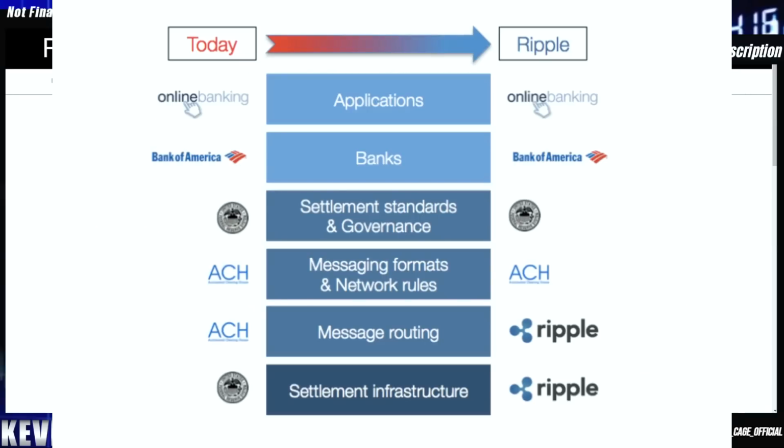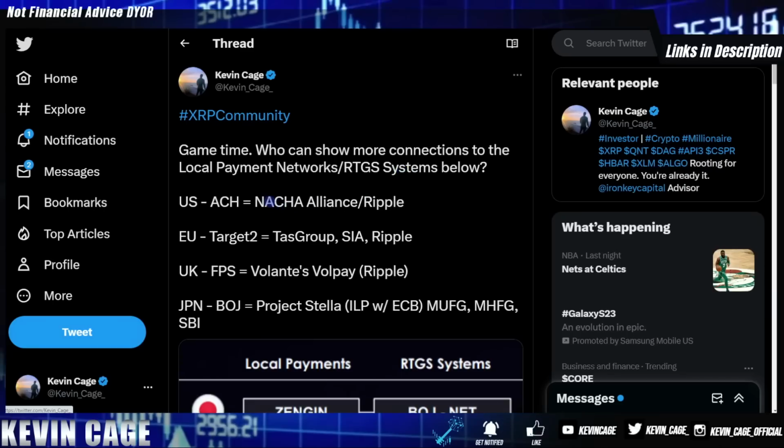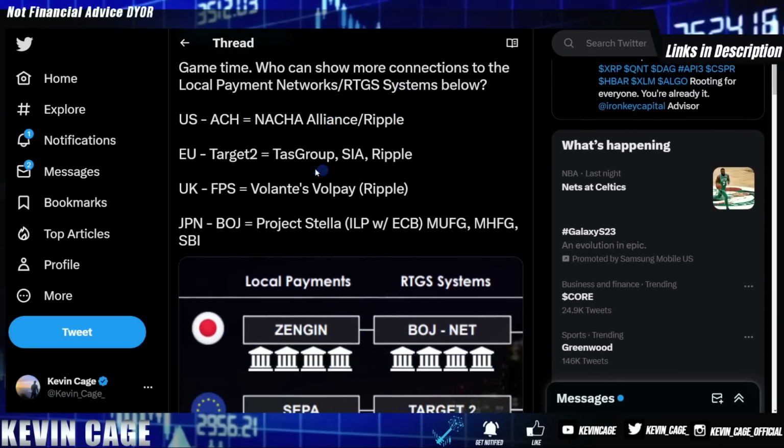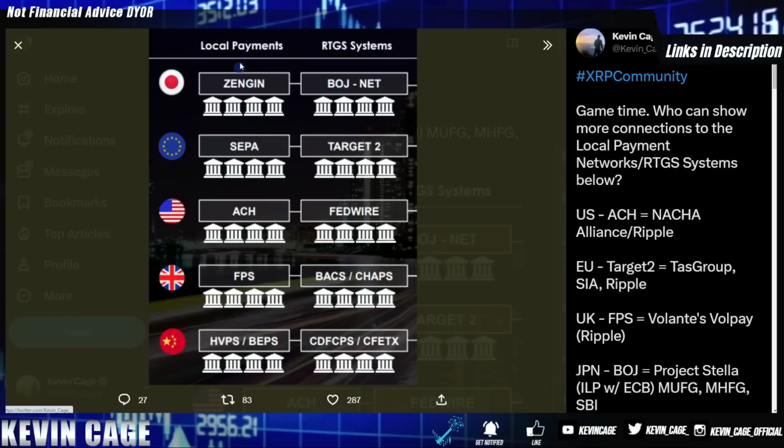But I love that illustration of Ripple and NACHA in the payment stack. I may have shared it on Twitter. Here's an old one I shared, just emphasizing the NACHA alliance with Ripple. We have Task Group. You can also think of TIPS. We have the UK with the FPS. We have Bank of Japan right there. So you can see some of the local payment rails and the real-time gross settlement systems.